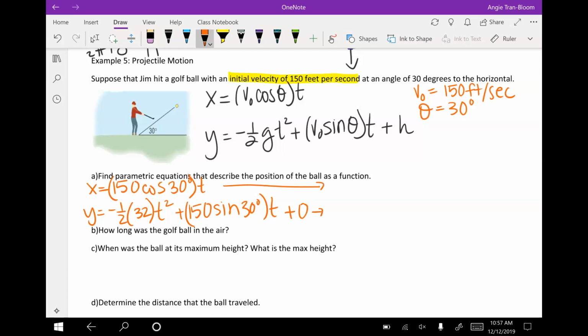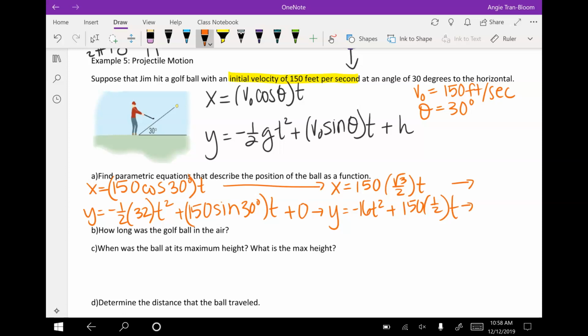Okay, let's simplify. Cosine of 30 is what? Root 3 over 2. So 150 times root 3 over 2 would be, I'll write it first. You can go straight through if you need to. How about y equals half of 32? So that gets a negative 16t squared. What's sine of 30? 1/2. So 150 times 1/2. Let's make it pretty so we can box that up.